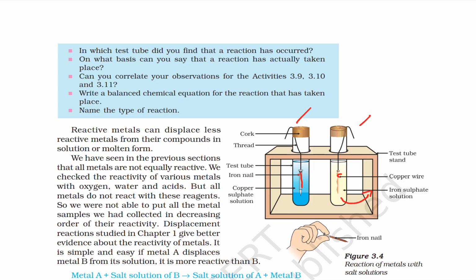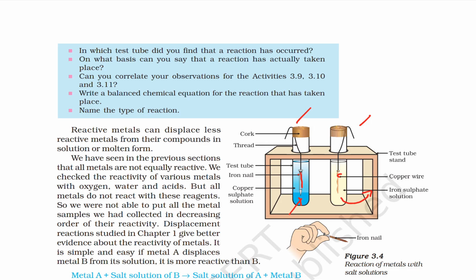Now let me ask you, in which test tube do you think a reaction occurs? Yes, it's in the second one, where the iron nail is placed. When you place an iron nail in copper sulfate solution, we observe that the blue color of the copper sulfate fades and a reddish brown deposit forms on the nail. That deposit is copper.